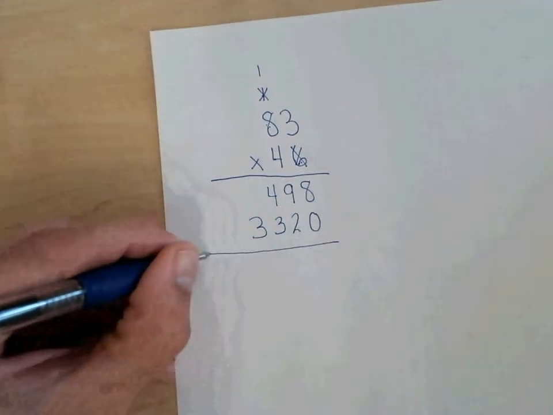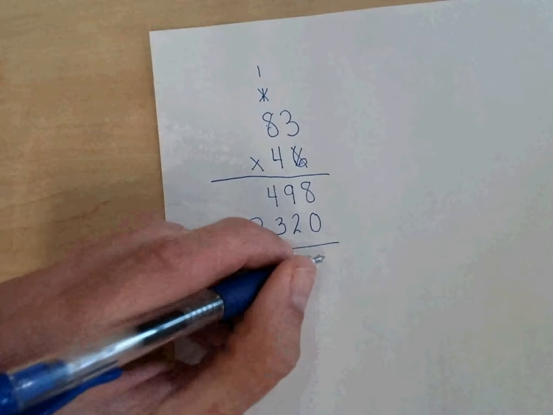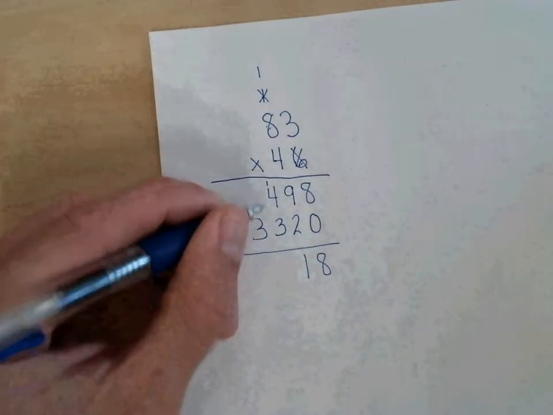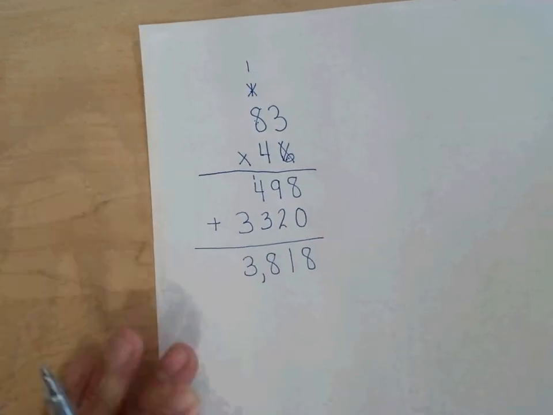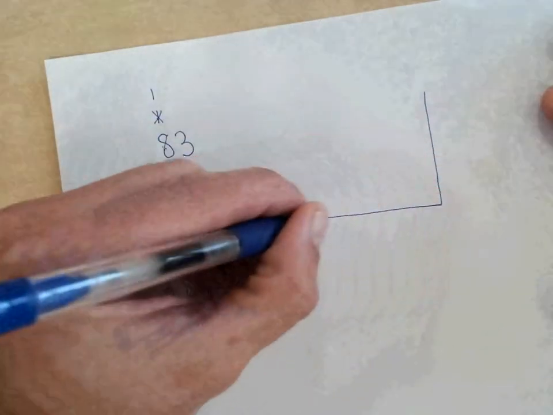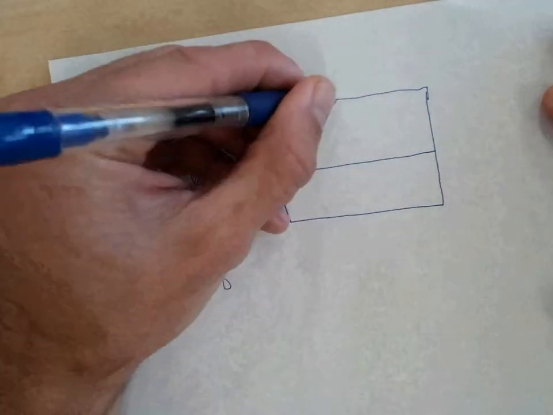Now what we want to do is we want to go ahead and add this. So we're going to go 8, 11, carry the 1, that becomes 8 and 3. So we come up with 3,818. Now, to check it, what we can do is go with the box method.